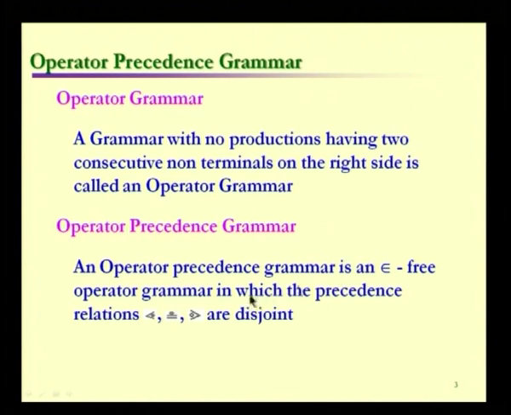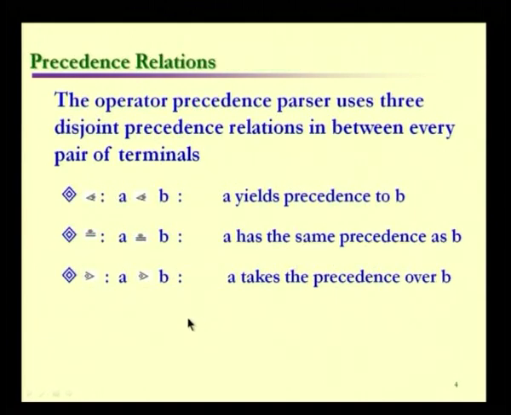Then the condition is that the precedence relations, that is less than, equal and greater than, are disjoint. That is what we call an operator precedence grammar, and the three operator precedence relations are less than, equal, and greater than. Less than says that if A is related with B using less than, A is giving precedence to B. That means B will take more priority than A. That is the meaning of less than.